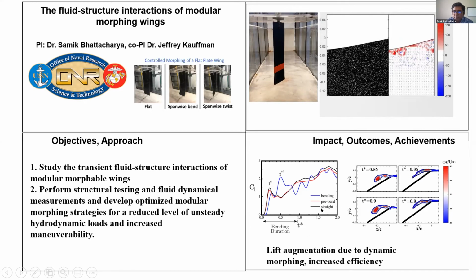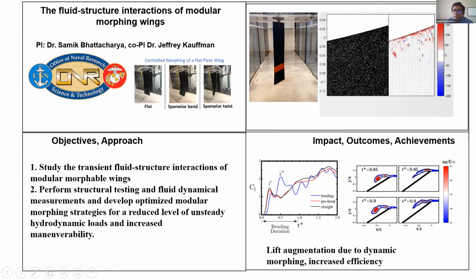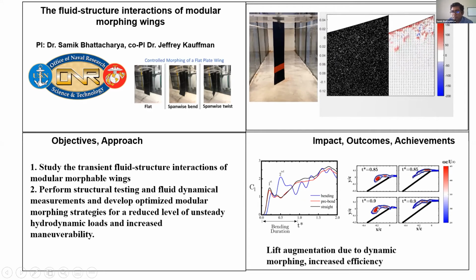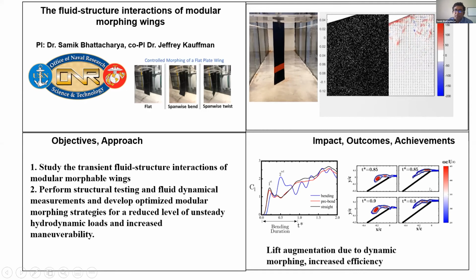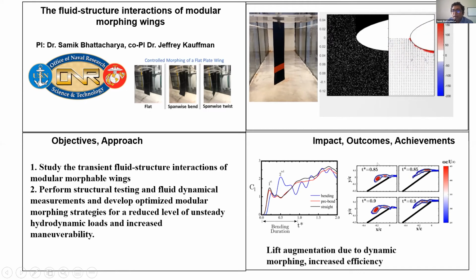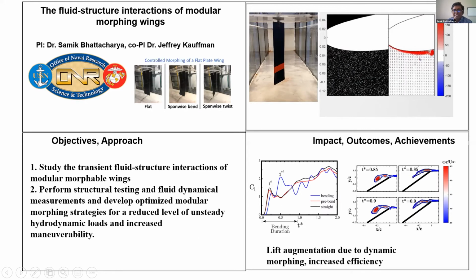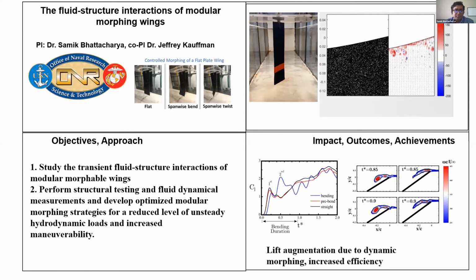And one of the major outcomes has been that we have been able to show that this type of dynamic morphing can give a lot of lift augmentation, which can increase your efficiency. And we have also explained the vortex dynamics that is inherent to this type of lift augmentation. So this research is one of the classic examples where morphing wings can help us in different unsteady flow applications.